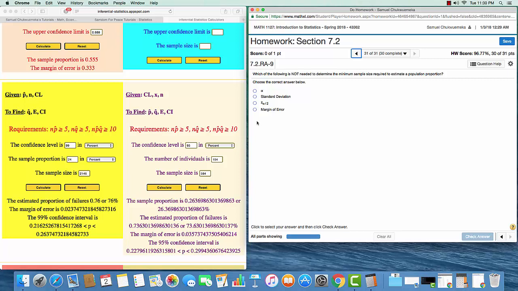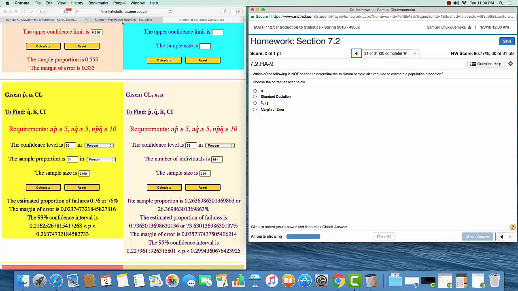The last but not the least, which of the following is not needed to determine the minimum sample size required to estimate a population proportion? If you look at the formulas, I think I gave the formulas for sample size in the notes. The level of significance, we need it. Standard deviation, we do not. The critical value, we do. Margin of error, we do.